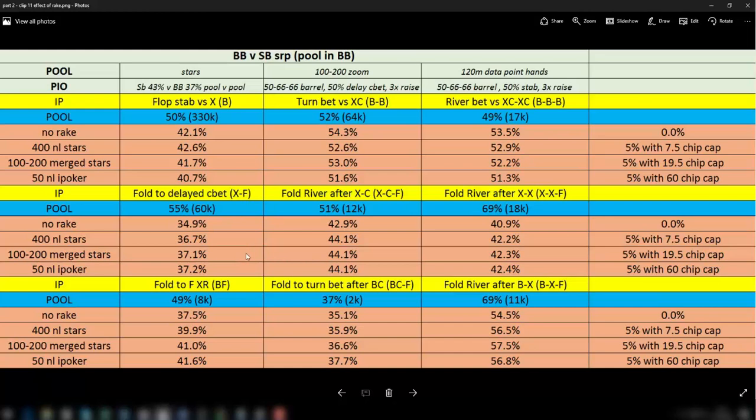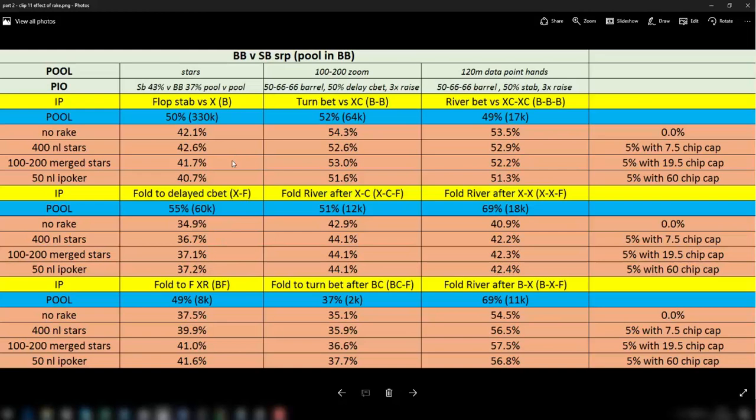The second question is, is it worth stressing about exactly which rake structure we choose? In other words, if we start out studying 50 NL iPoker and then we decide to move to 100 or 200 Stars and then in the future up to 400 on Stars, do we need to bother resolving all of our MDF work in order to account for the change in rake that we're experiencing?